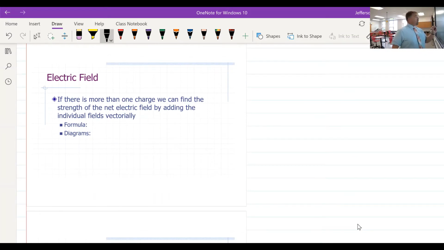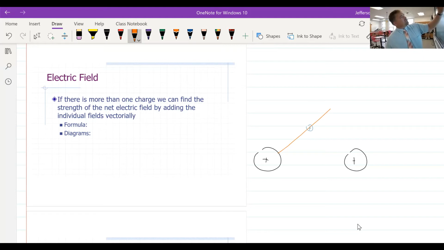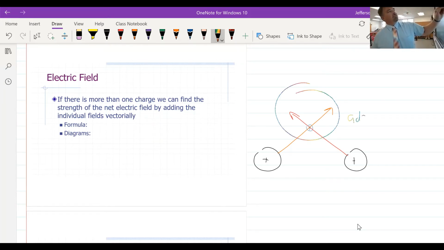And let me just show you that really quickly. If I have a positive charge here and I have a positive charge here, and I want to say, hey, what would happen to a little tiny test charge if I put it right here? Well, the electric field from this one goes in this direction. The electric field from this one goes in this direction. And so what would end up happening is we'd have to add these two vectorially.